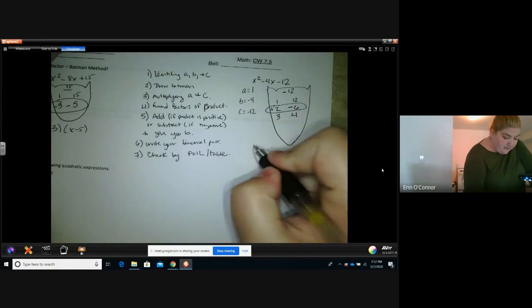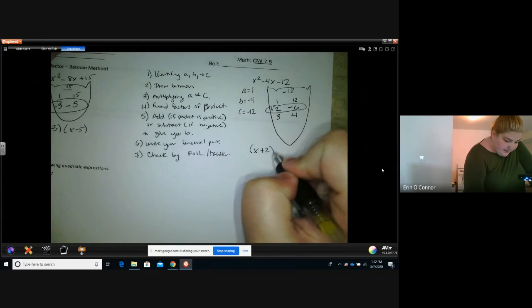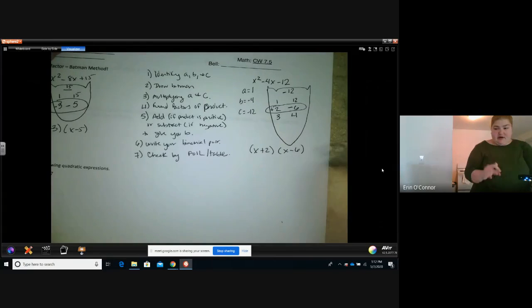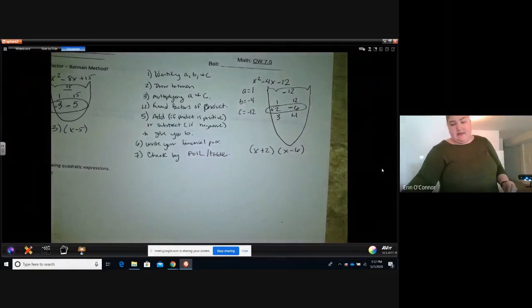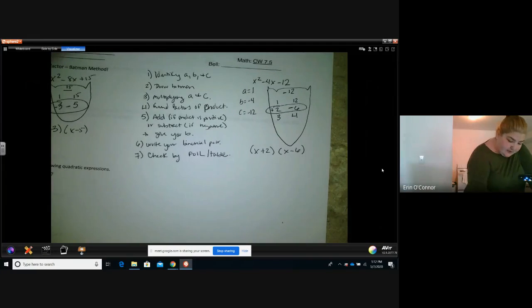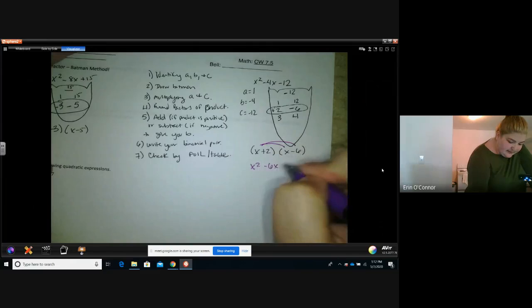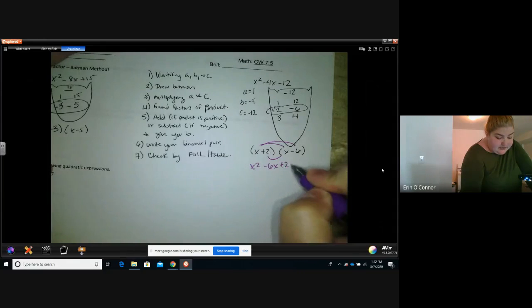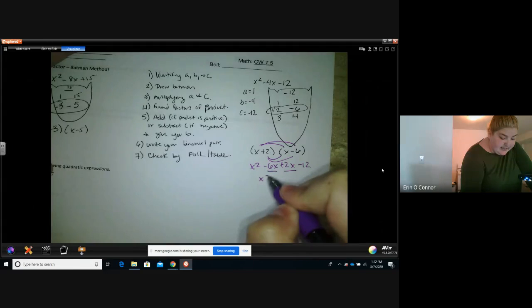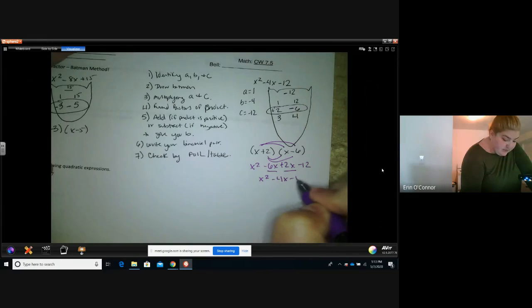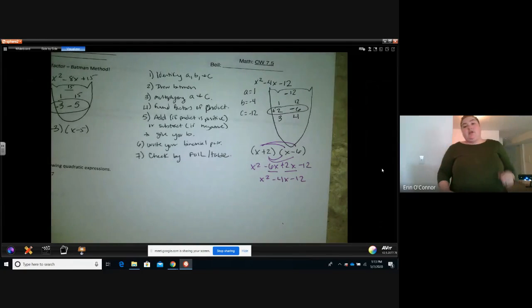We write our binomial pair. X plus 2, x minus 6. Right here, this is the answer. If you want to check it, you can FOIL. X times x is x squared. X times negative 6 is minus 6x. 2 times x is 2x. 2 times negative 6 is negative 12. Combine like terms, and I get x squared minus 4x minus 12. I get the original. And that's what you should get if your answer is correct.